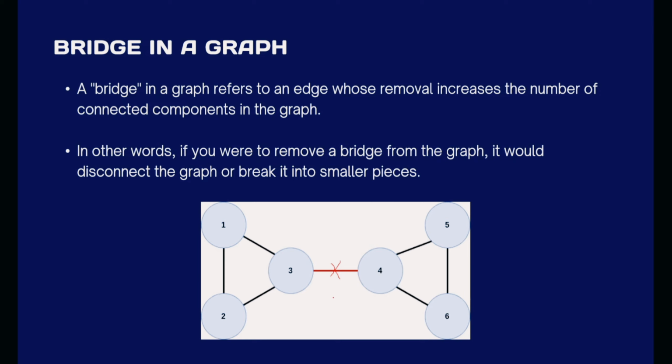And if I remove any other edge like 1, 2, does this affect the graph? No. Even if I remove the edge 1, 2, I can go to 2 in this way, from 1 to 3 and from 3 to 2. This is not a bridge.